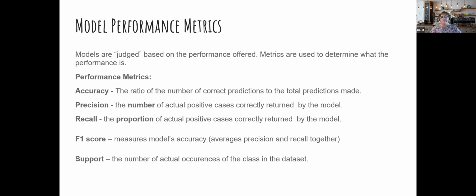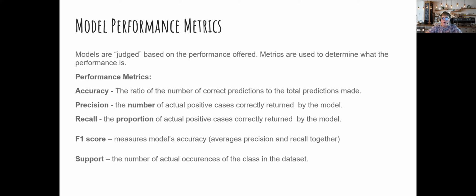Now, the precision metric is the number of actual positive cases correctly returned by the model. So it's focusing on the actual number rather than the ratio. But in essence, accuracy, the ratio of the number of correct predictions, is very similar to precision. It's just the actual number. And then recall is the proportion of actual. Okay, so you kind of see how they work together. Now, there are two additional metrics tonight, the F1 score and support. F1 is a score that is used to determine the model's accuracy. It's an average of the precision and recall together. It's an averaging metric, okay?